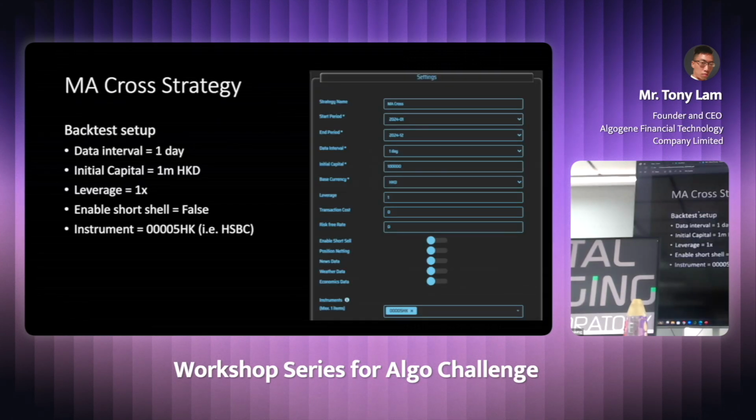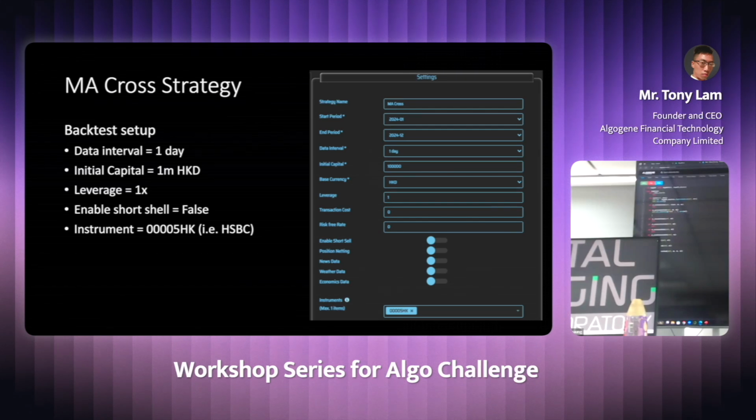For now, let's implement our moving average strategy. And we will apply it to HSBC 5.HK. Because for stock trading in Hong Kong, usually it is very difficult to do short selling. So for short selling, we will set it to false. And then for the data interval, we also set it to 1 day. And we set the initial capital to be 1 million. This currency will be set to HKD.